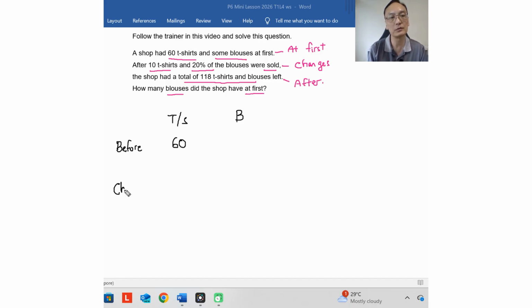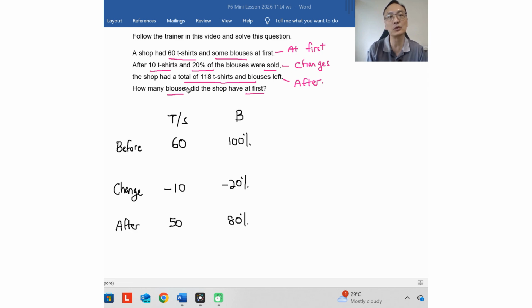Next will be the change. 10 t-shirts were sold, so minus 10. 20% of the blouses were sold, therefore minus 20%. Then we go to the after. 60 minus 10, we're left with 50 t-shirts. Now for the column for the blouses, we know that 20% of the blouses were sold, therefore the initial amount must be 100%. So 100 minus 20, we're left with 80%.